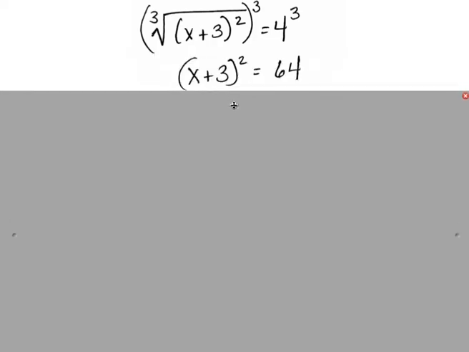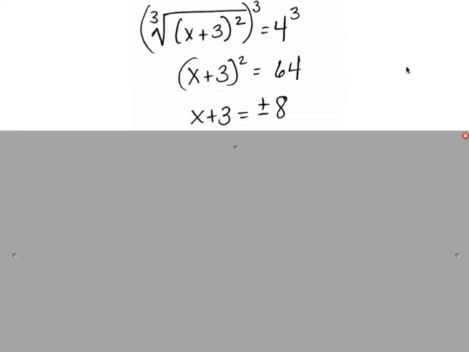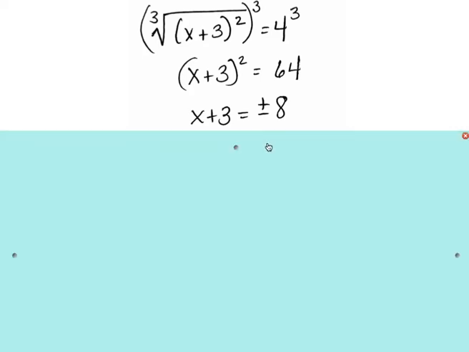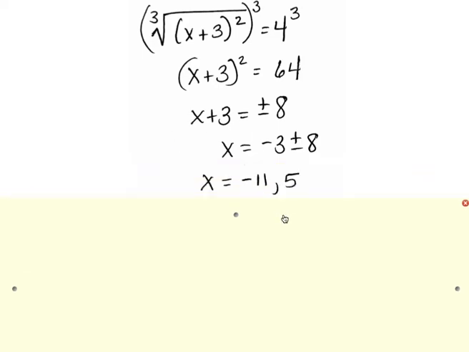That brings me to here. And then we have to take the square root of both sides. And remember that when you take the square root of both sides of an equation, you get positive or negative. That's the same as if you took any even root of both sides of an equation. You get positive or negative. Then I subtracted 3 from both sides, and then I simplified. So x is equal to -11 or 5.